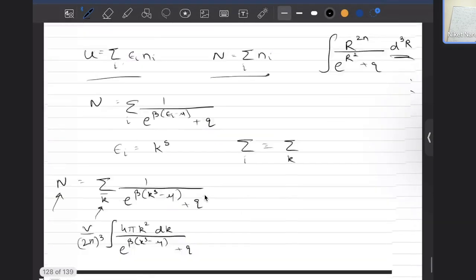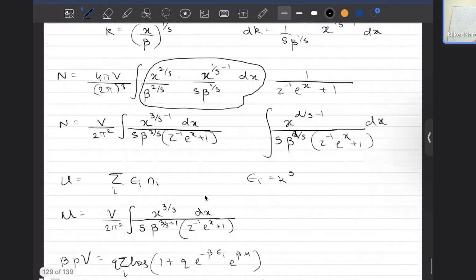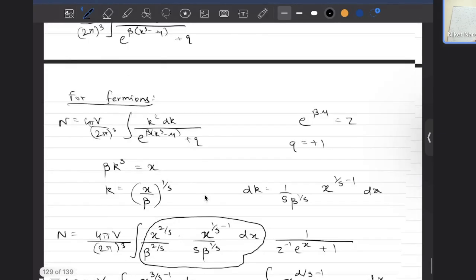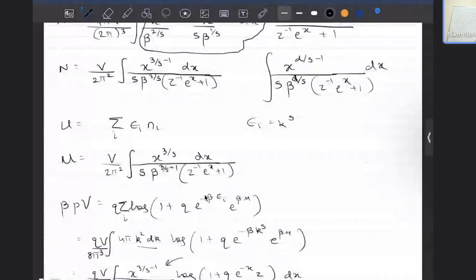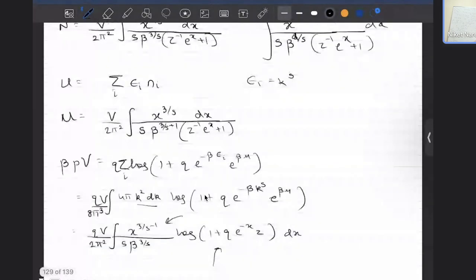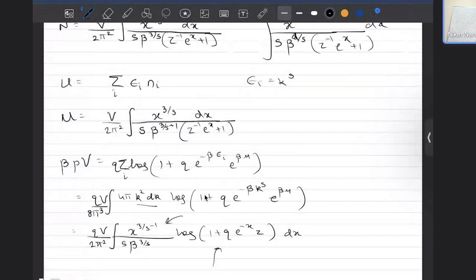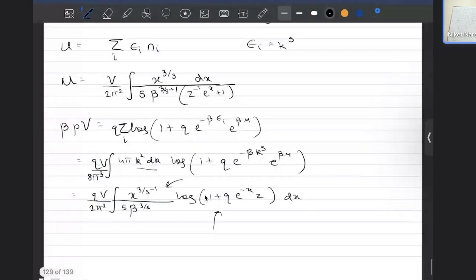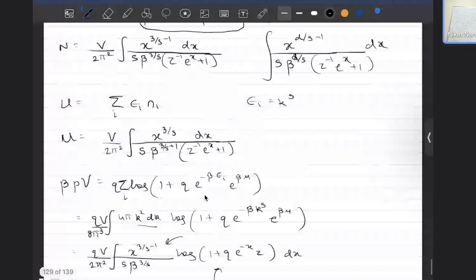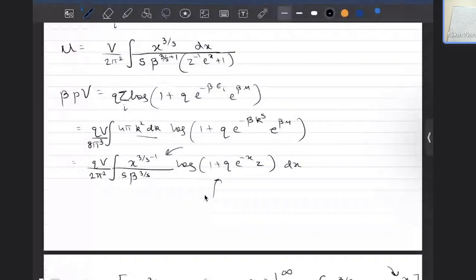Okay, for fermions E by N. Okay, dependence on density. How do we do that? Yeah, I think this can be done very easily.